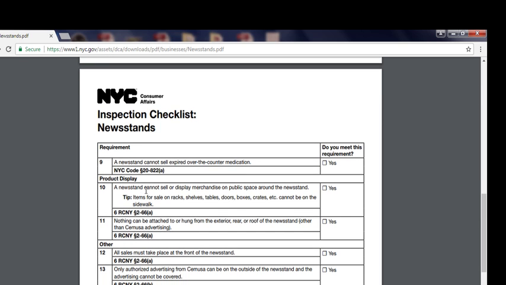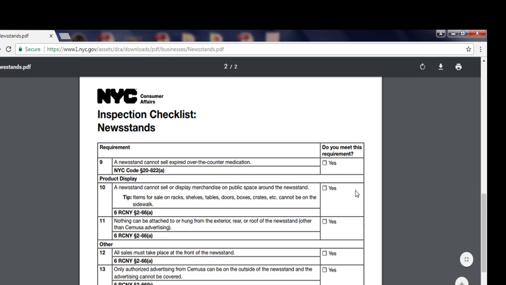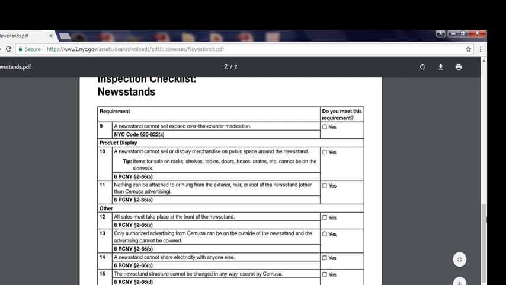A newsstand cannot sell or display merchandise in the public space around the newsstand. Items for sale on racks, shelves, tables, doors, crates, etc. cannot be on the sidewalk. You can't just put your stuff everywhere. You have to be inside the newsstand or close to it. Nothing can be attached to or hung from the exterior, rear, or roof of the newsstand other than community advertising. So community advertising is basically an advertisement. You could do that, but that's the only thing you could do. All sales must take place in front of the newsstand.